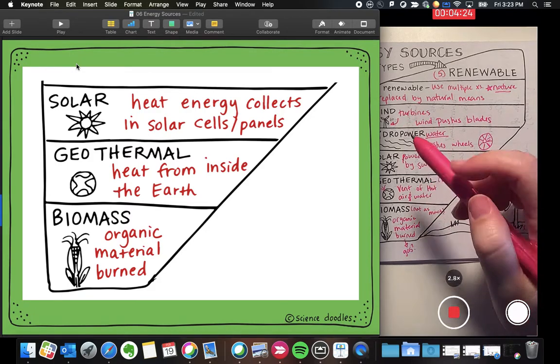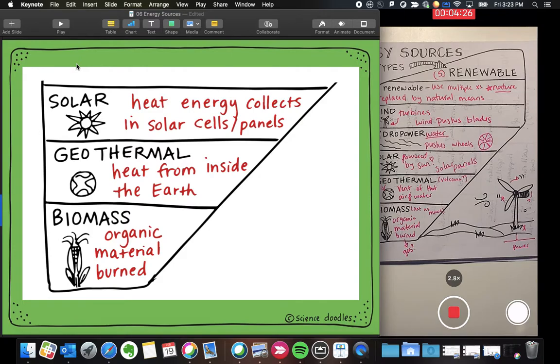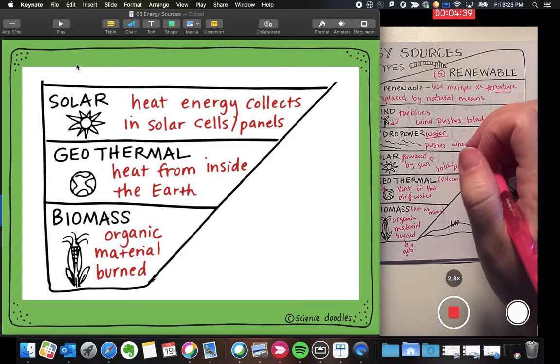Solar power, powered by the sun. There are these solar panels. You can see them on the sides of houses, some on buildings. If you've ever been to IKEA, they're all over the top of IKEA. The solar panels have these cells that are kind of square shaped.